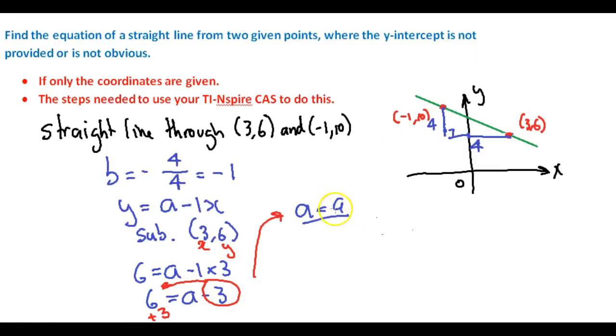And so the rule which confirms my answer on CAS is y equals 9 minus 1x, and I don't need to write that 1 in there, so that's the answer. So that's how you use your CAS.